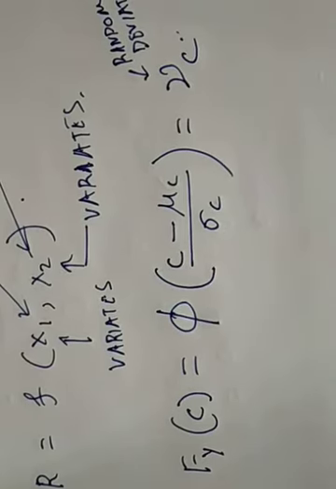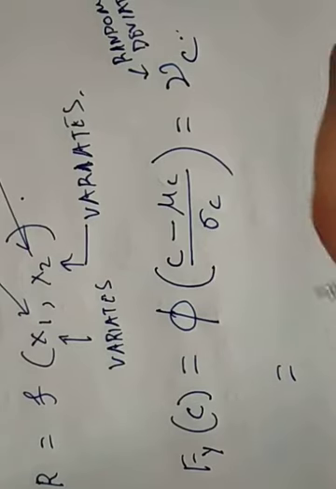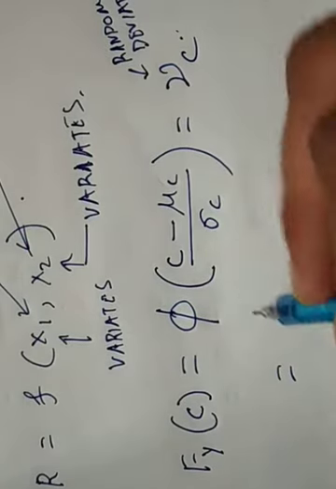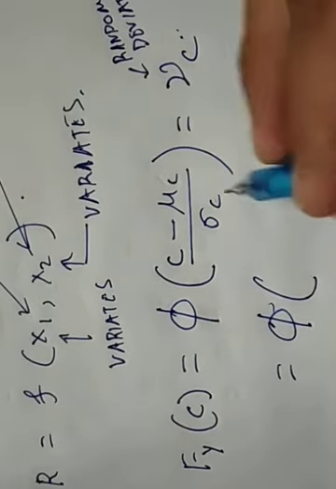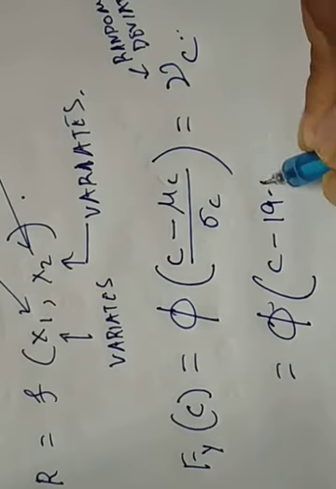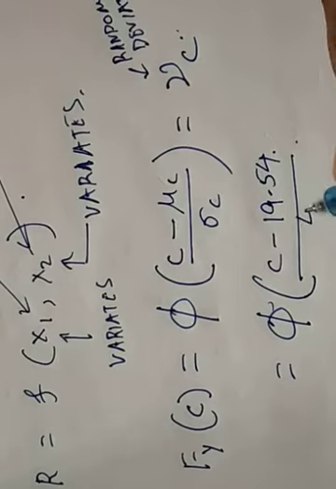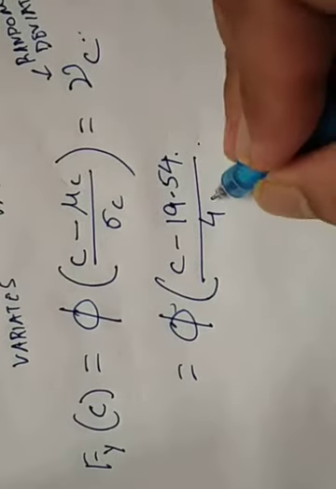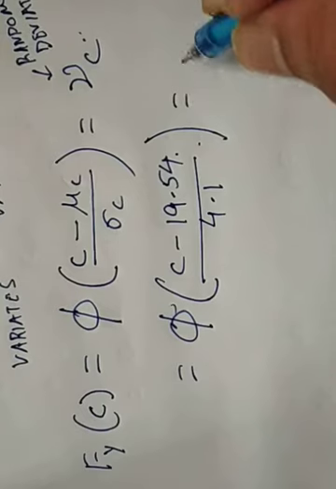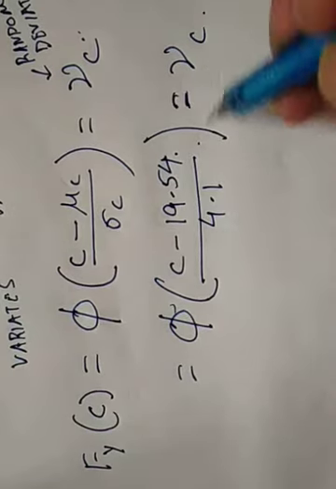Okay. Now I know here the mu values. So psi of C minus mu C value is 19.54 divided by sigma C, which is 4.1. Sigma C is 4.1. Okay, this one is going to give me my mu C. So now what do I have? I can do the inverse of this one.